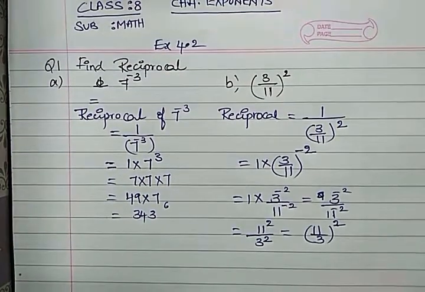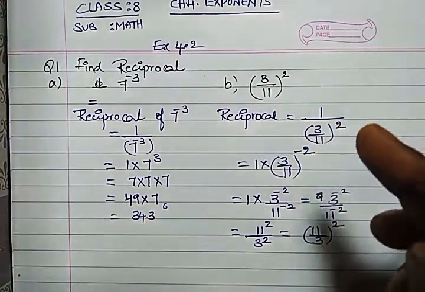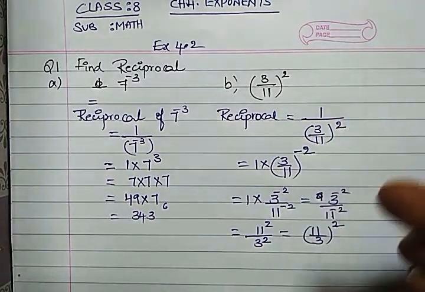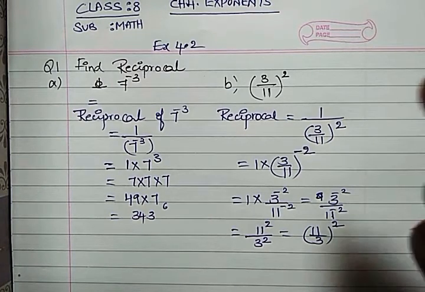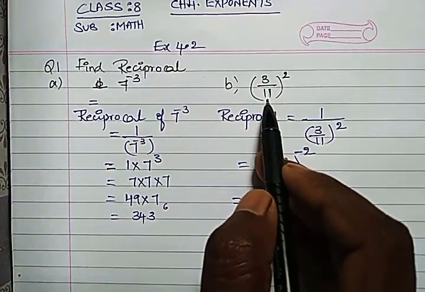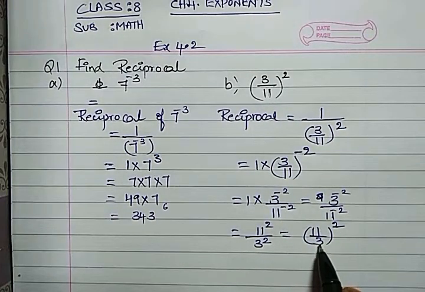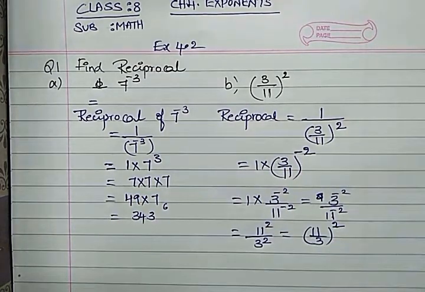Whenever you want to change the sign of the exponent, if it is minus and you want to convert it into plus, then simply take the reciprocal of it. When you take the reciprocal, the numerator and denominator change. 3 by 11 was given, what is its reciprocal? 11 by 3 has come. Okay, so that is what reciprocal means.